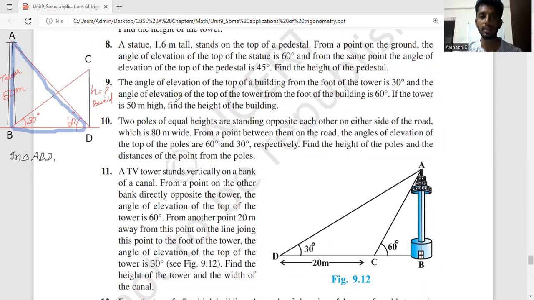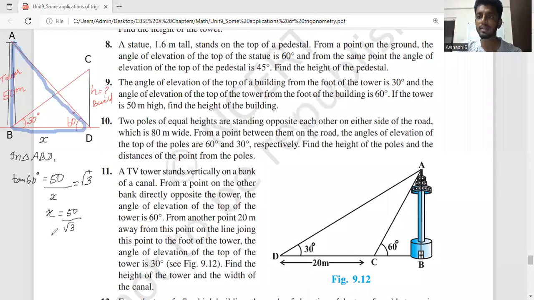Within this triangle, we'll be applying tan 60 because that is the angle in this triangle. So tan 60 degrees is equal to the opposite side, which is 50 meters, very clearly given in the question as the height of the tower, and the adjacent, let us take it as x. Instead of BD, we can take it as x. We know that the value of tan 60 is root 3. Now x goes here, root 3 comes here. So now we get x equals 50 divided by root 3.